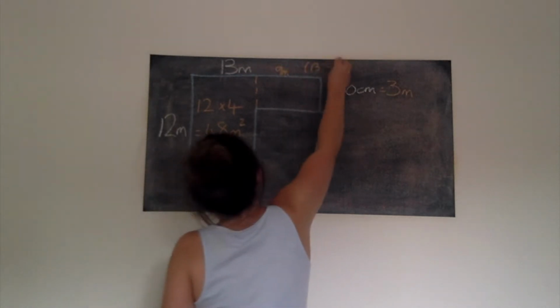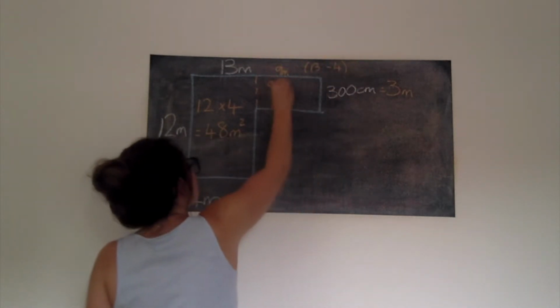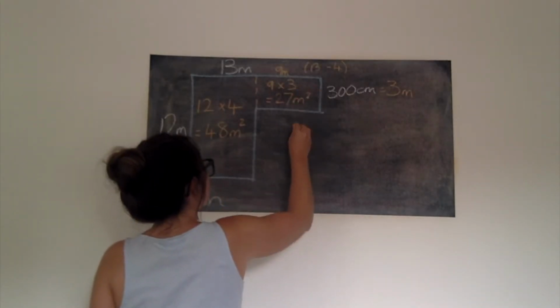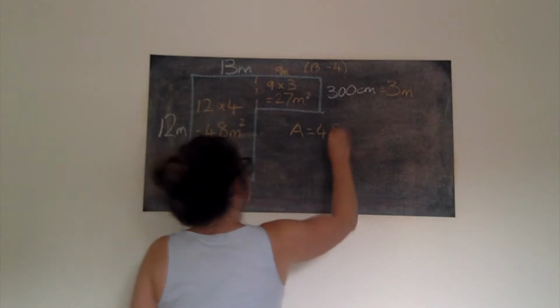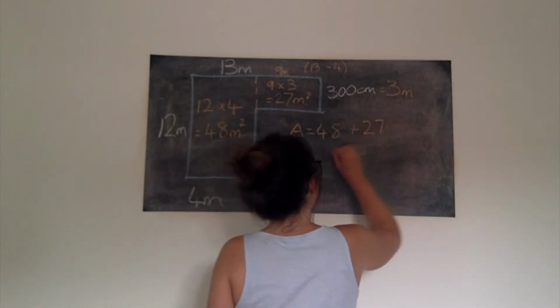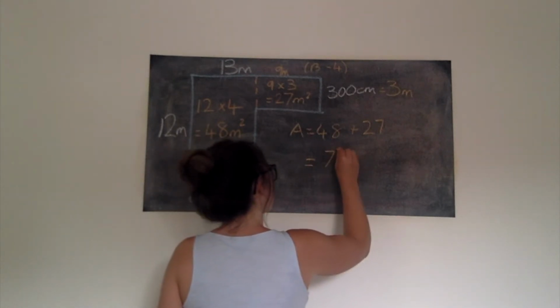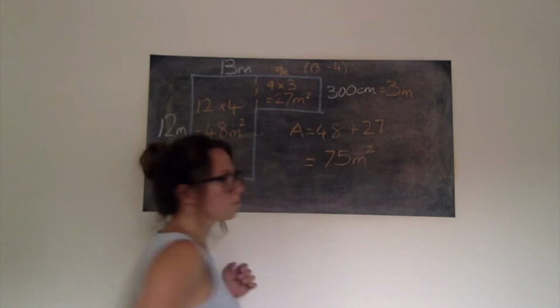I turned that into metres, 3 metres. And then to find the length, we had to do 13, subtract 4, which gave us 9. So the area of this rectangle was 9 times by 3, which is 27 metres. Then we had to add them together, so 48 add 27 gives us 75 metres squared for this one.